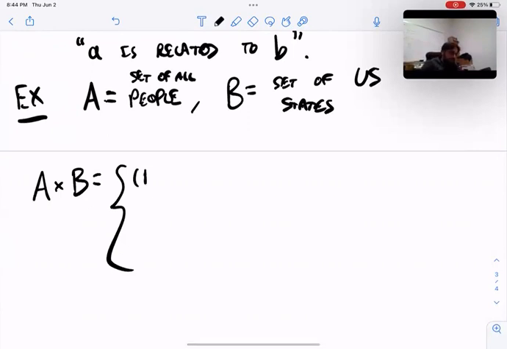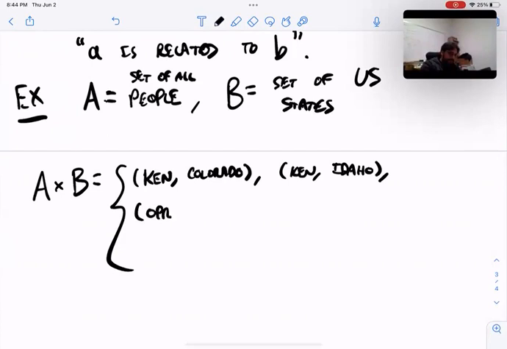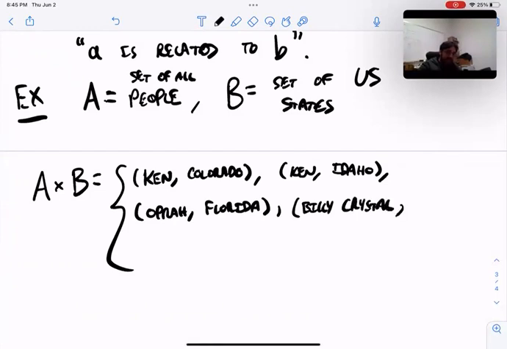So we could have me, comma, Colorado. This would be one element of A cross B. We could have me, comma, Idaho. We could have Oprah, comma, Florida, et cetera. Literally any person and then any state. That's what lives in this set. Here I just wrote out four elements, but this has way more than four elements.